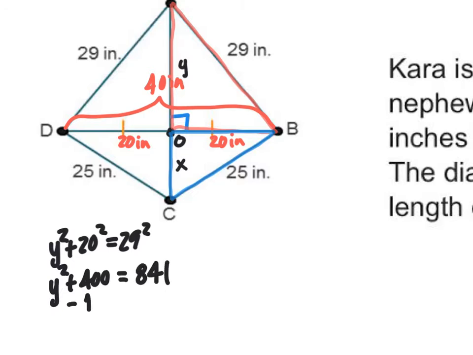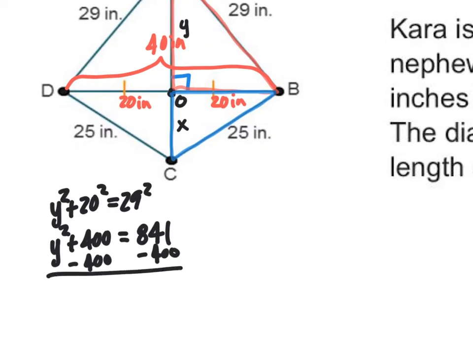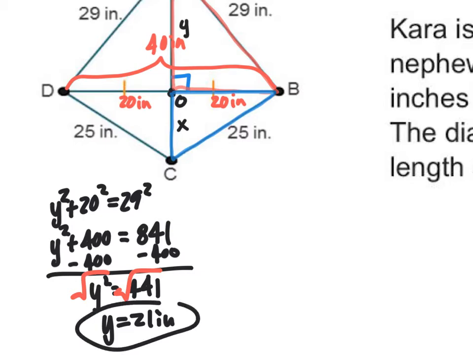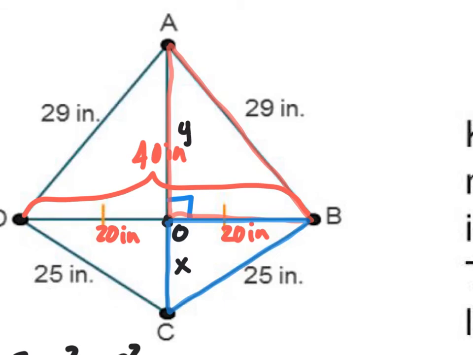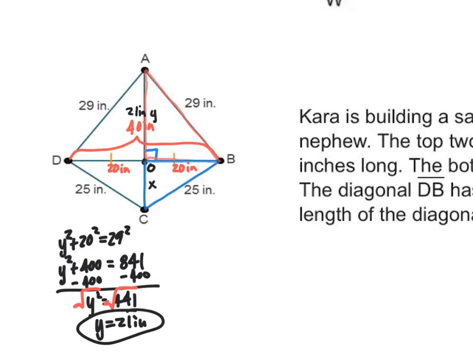Let's go ahead and subtract 400 from both sides, and we can solve for y. We get that y squared is equal to 441. And so let's take the square root of that. I don't think we're going to get anything nice. Oh, cool. If I take the square root of both sides, guess what I get? Y is equal to 21 inches. And so we know the length of that. I'm going to label that up here, that this is 21 inches, based off using the Pythagorean theorem.